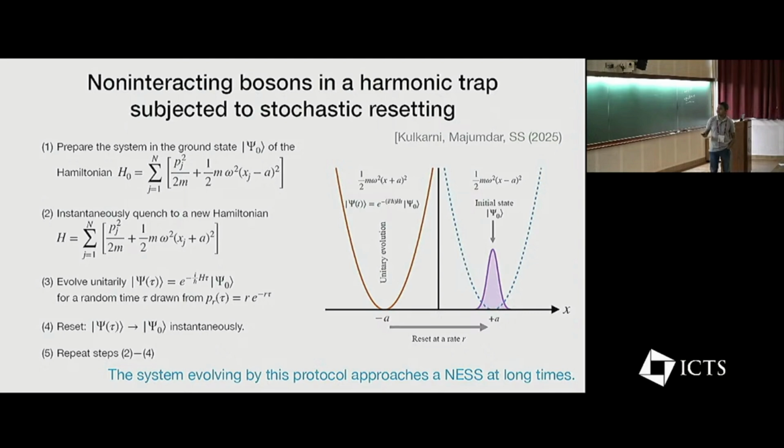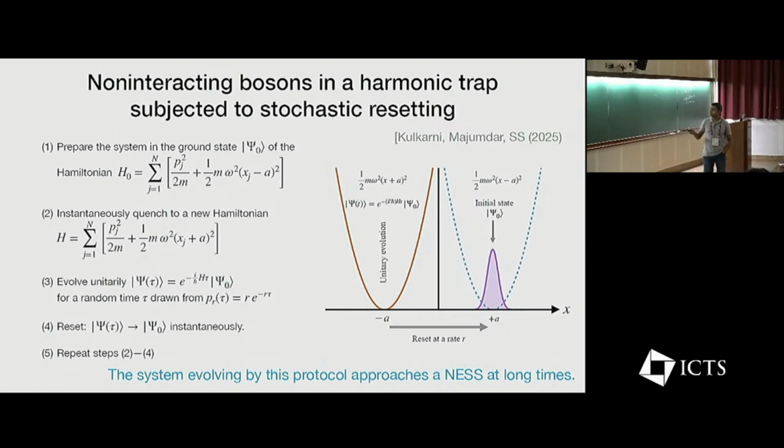Then after this time tau, you immediately change the state psi t to psi 0. How do you do that? You reset: you again switch the position of the harmonic potential to plus A and quench the system to the ground state. So you basically cool the system to the ground state. There are various ways to cool the system to the ground state experimentally, and we assume that the time it takes to cool the system is very small. So in this calculation, we don't take into account the time it takes to cool the system. Okay, and this is the protocol, and then you keep following these steps.